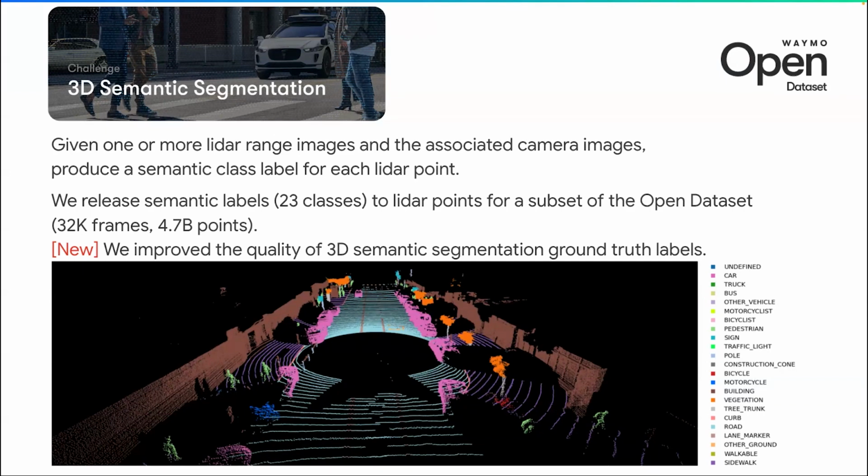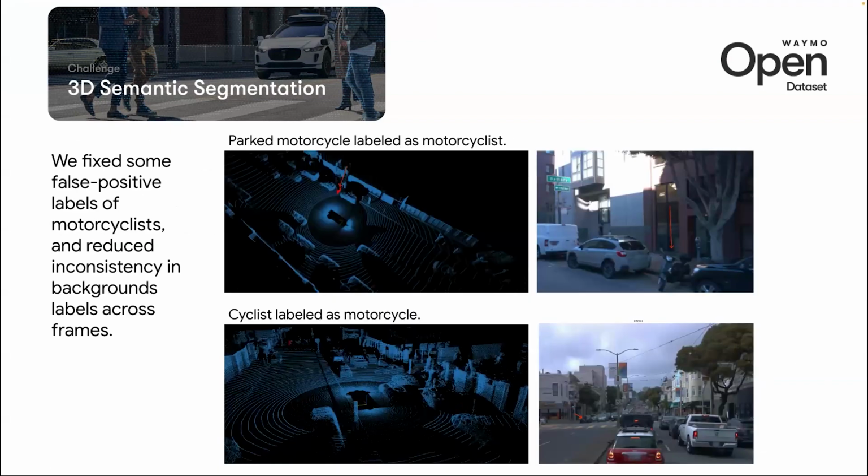To evaluate performance, we compute the IOU score for each class and then compute the average across those IOU scores. This year, we focus on further enhancing the label quality. For example, we corrected some false positive cases of motorcyclists, which were wrongly labeled as cyclists or motorcycles in our previous data release. We also reduced inconsistency in background labels across frames. Overall, we believe these improvements led to more accurate evaluations.